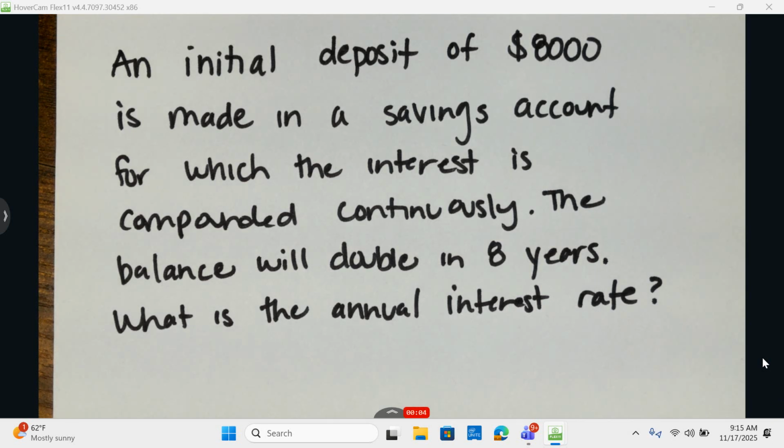Example 1: an initial deposit of $8,000 is made in a savings account for which the interest is compounded continuously. The balance will double in 8 years. What is the annual interest rate?